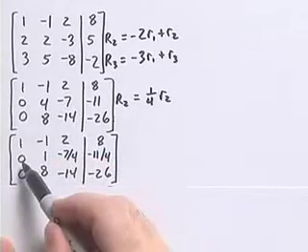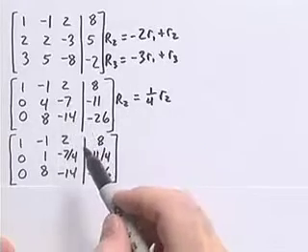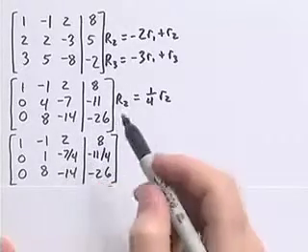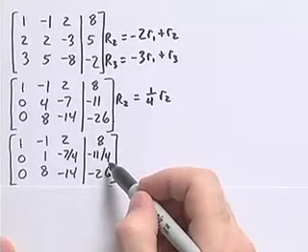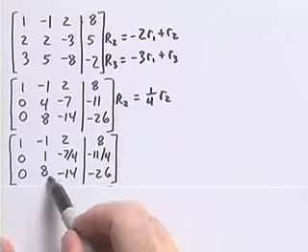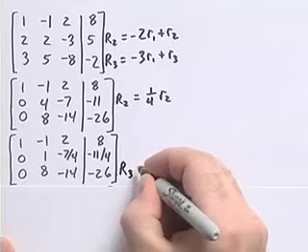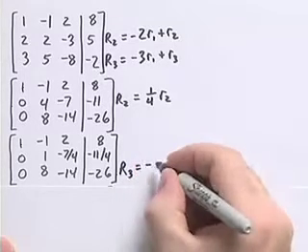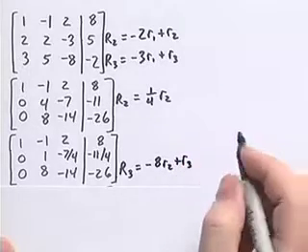0 times 1/4 is 0. 4 times 1/4 is 1. Negative 7 times 1/4 is negative 7/4. And negative 11 times 1/4 is negative 11/4. We've got a 1 here. We'd like to get a 0 underneath it. To do that, we have to change row 3. So our new row 3 will equal negative 8 times row 2 plus row 3.